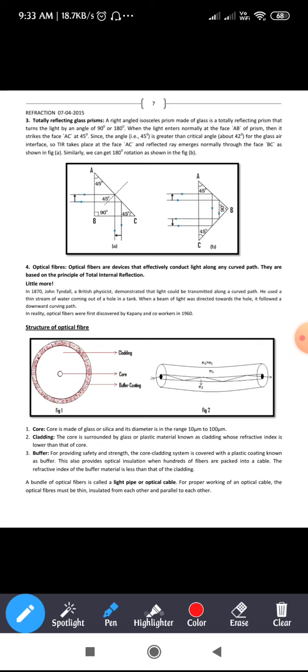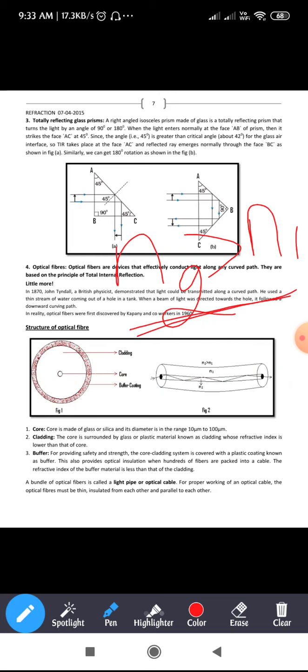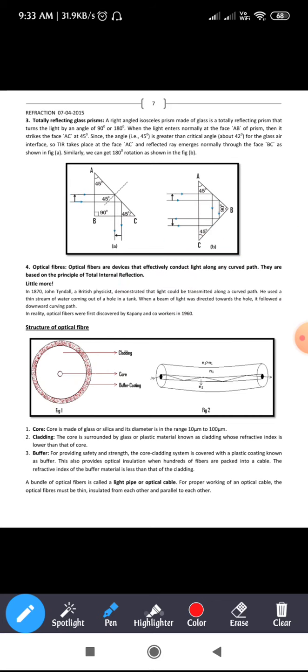See here, this is the optical fiber. This is the core and this is the cladding. They have given that n2 is greater than n1. So what does it mean? The core has the greater refractive index. When the light enters the core, what happens at this surface?